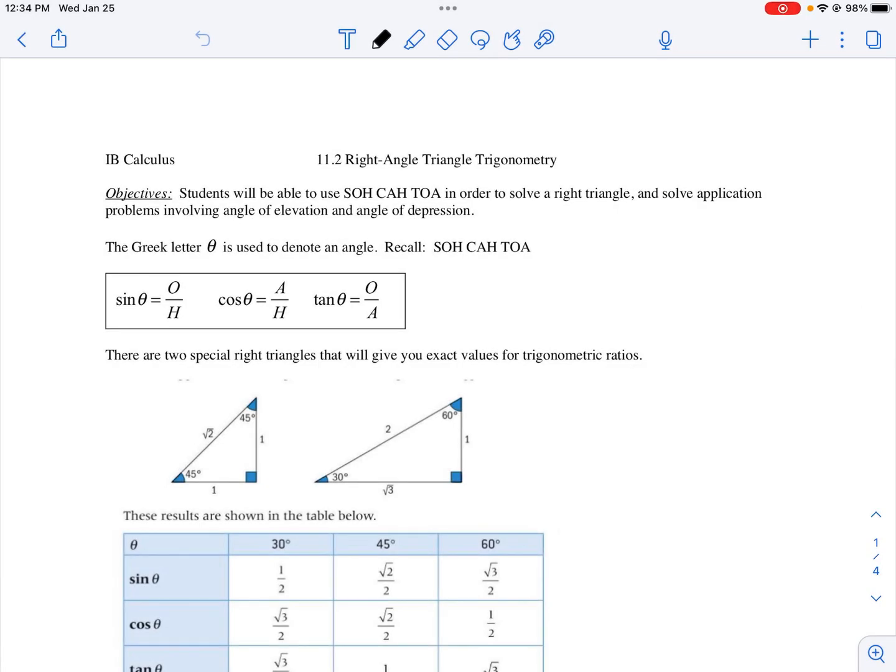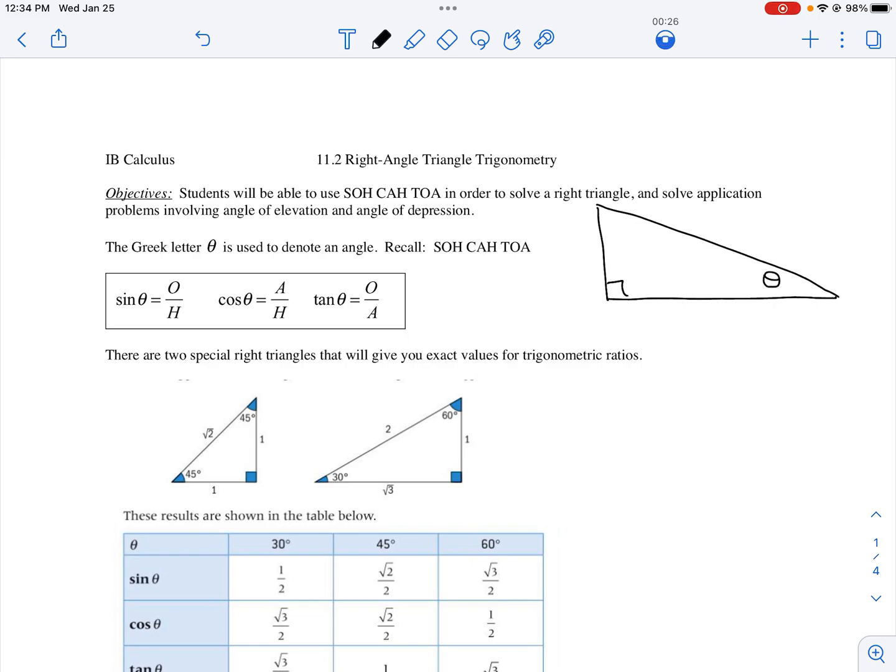Today we're going to do lesson 11.2. So this should primarily be review for you. Remember from Algebra 2 or pre-calculus, SOHCAHTOA. And what SOHCAHTOA stands for is if you have a right triangle. So it is important that this is in a right triangle.